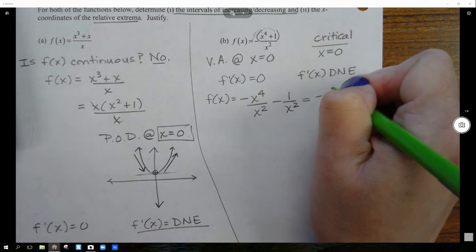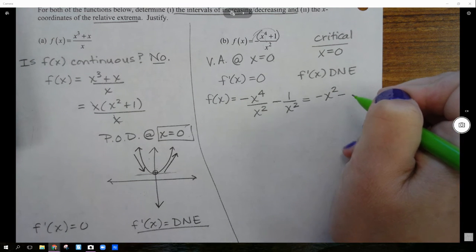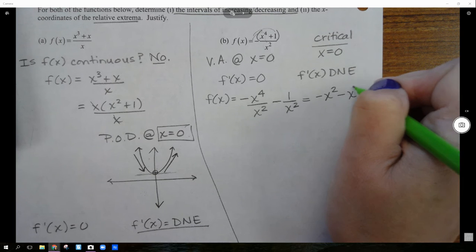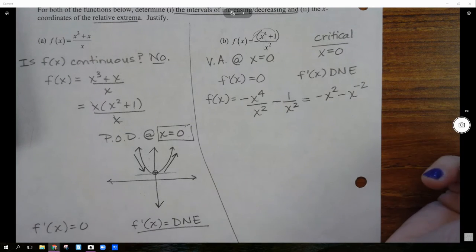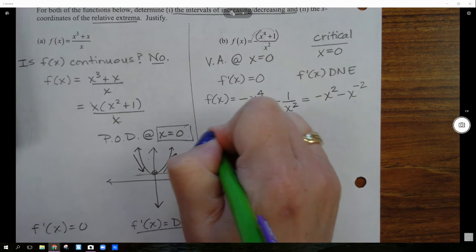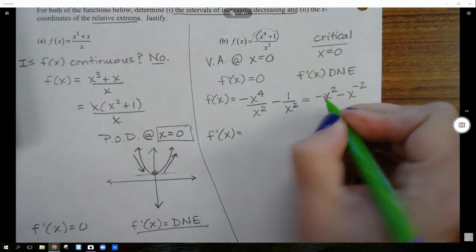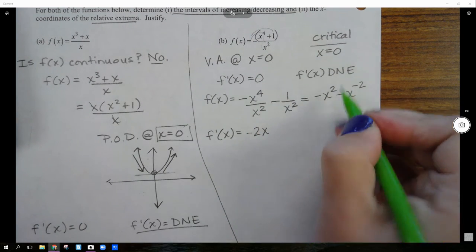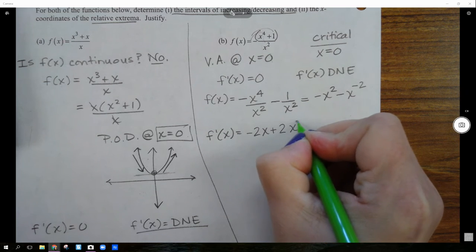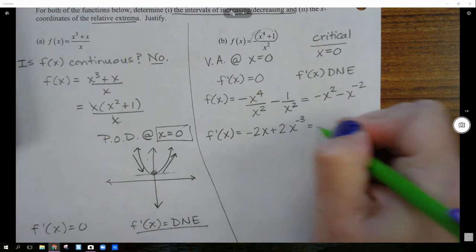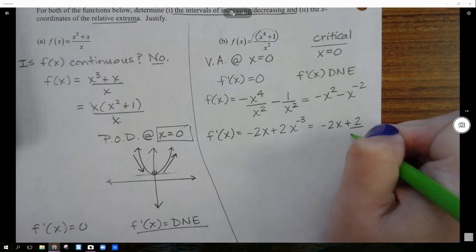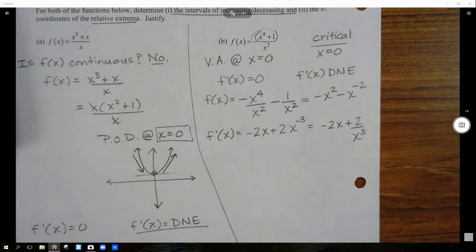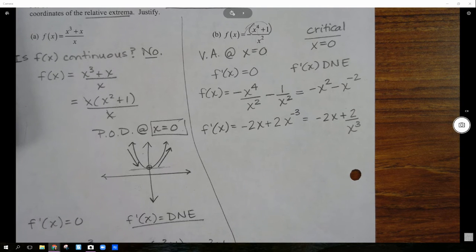By writing it like this, it will allow me to rewrite it as negative x squared minus x to the negative 2. That's a lot of negatives and 2s. Now I can carefully use the power rule. The derivative would be negative 2x plus 2x to the negative 3rd, which would be negative 2x plus 2 over x to the 3rd, because the 2 is not being raised to the negative 3rd, just the x is.